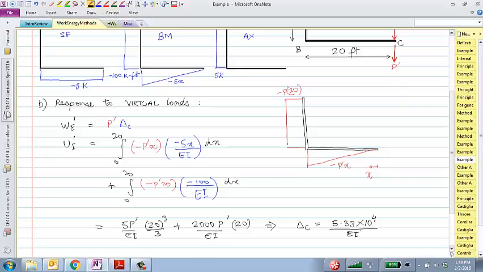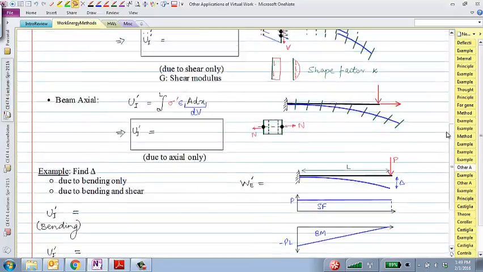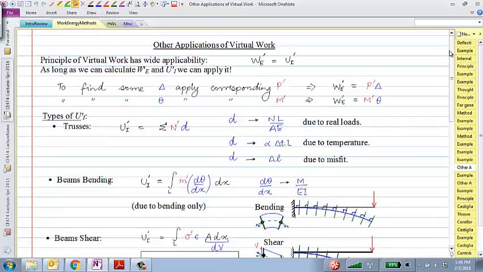So again, the logic is similar, but conceptually very different between the real work, real energy and the virtual work, virtual energy method. Questions on this? Any of these methods? Okay. All right.